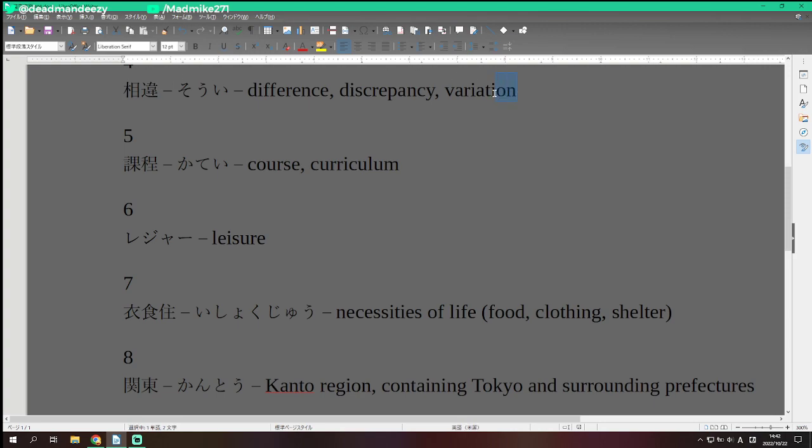The sōi are differences or discrepancies.